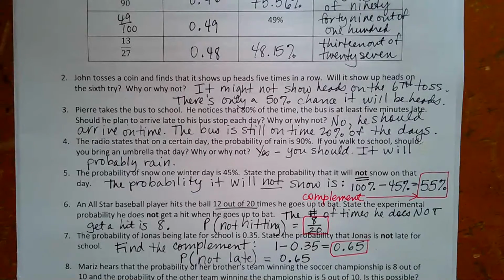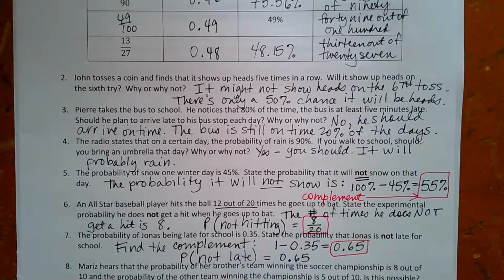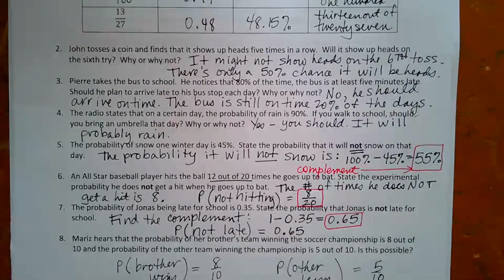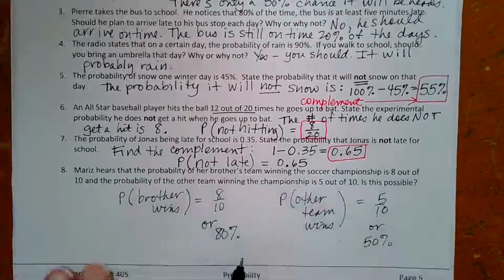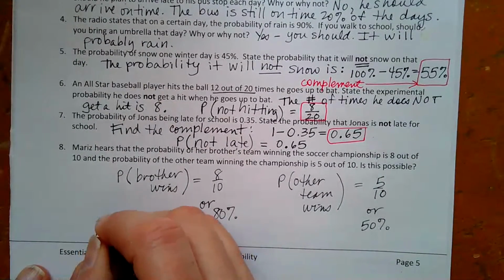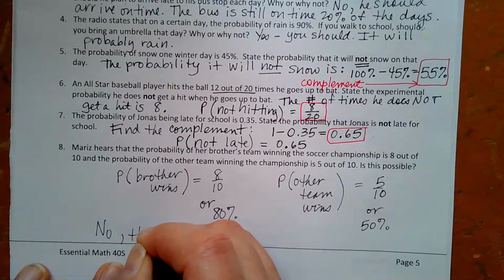So if I convert this to a percentage, 8 divided by 10 times 100, this is 80%. And this would be 50%, right? 80 and 50 add up to be more than 100%. So, whoops, sorry about that. So this is not possible. No, this is not possible.